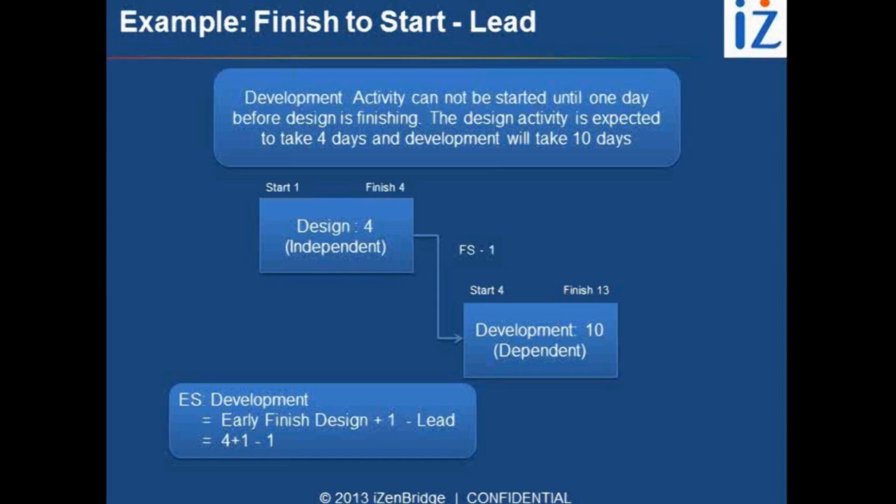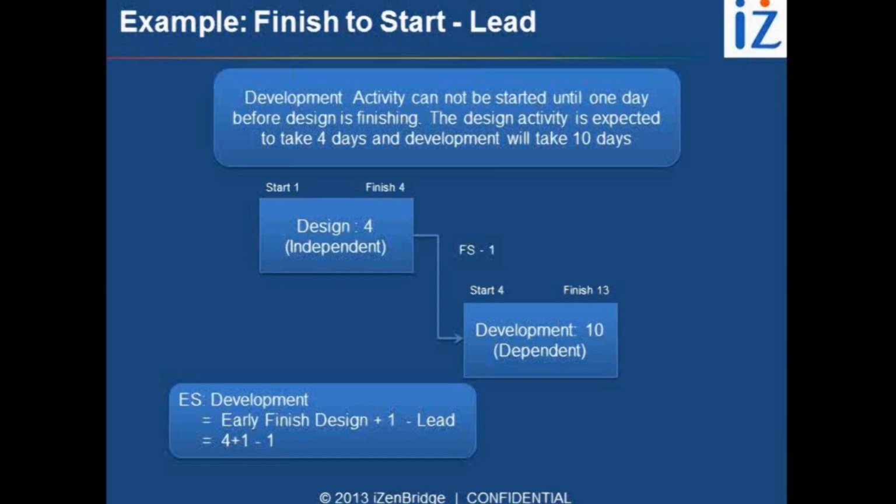So if the design activity is expected to take 4 days and development is expected to take 10 days, but I can start 1 day in advance, it means on day 4, both the design and development activities are being performed. So the formula becomes early finish of design plus 1 minus lead. So you can think of it as early finish plus 1, plus or minus lead and lag.